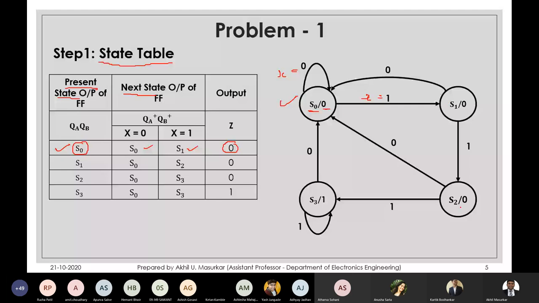So depending on the X state of the given state diagram, we will generate the state table. So don't draw this state diagram again, just draw the state table. Any doubts in the state table, please ask. How I generated the state table, if you have doubts in that, please ask.